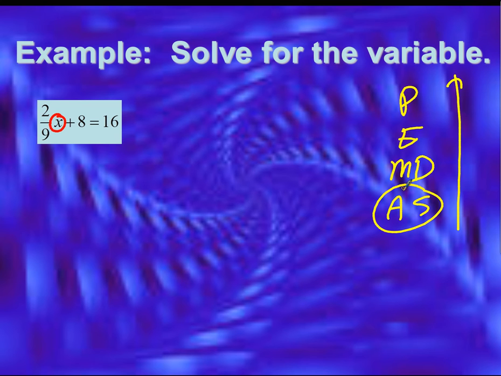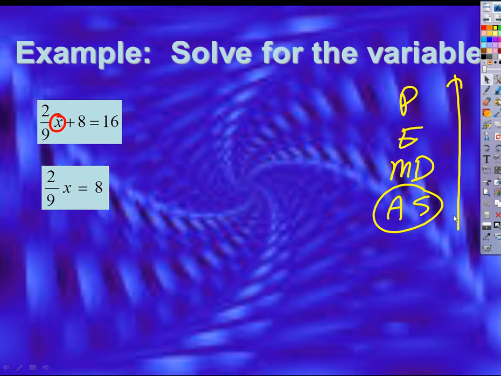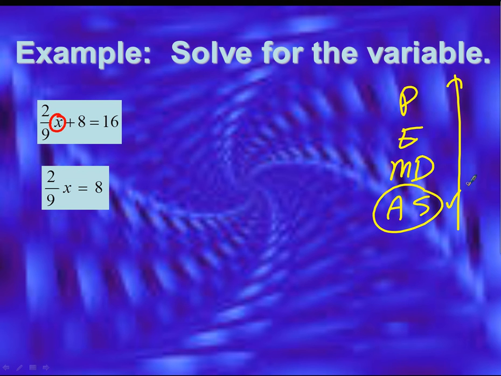First step. Subtract 8. Yeah, good. We'll subtract 8. And if I subtract 8, it goes away from the left side. 16 minus 8 is 8. Very good. Okay, check that off. First step is done. Now what? Okay, good. I've really got a choice here, don't I?